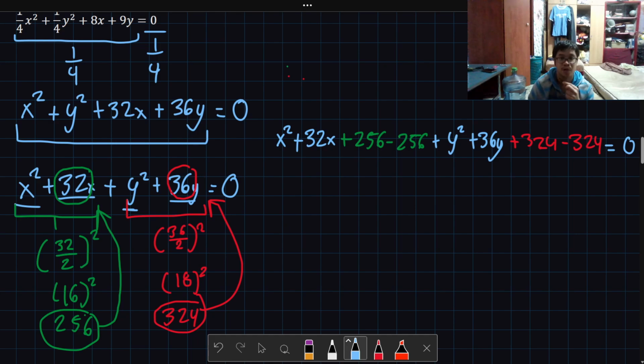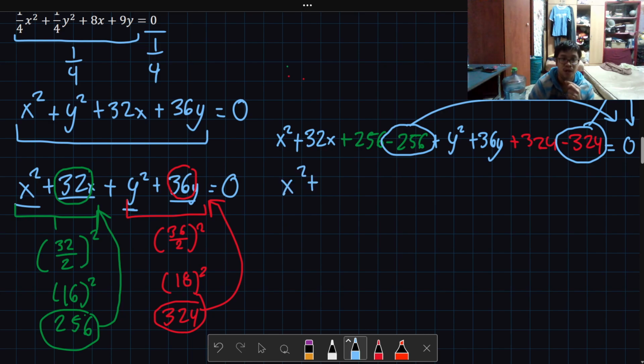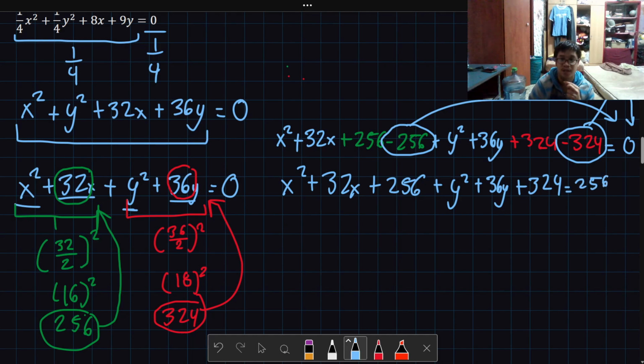Now the negative constant terms, which are negative 256 and negative 324, you're going to put on the right side of the equation. As a result, we have x squared plus 32x plus 256 plus y squared plus 36y plus 324 is equal to, here we will have 256 plus 324.